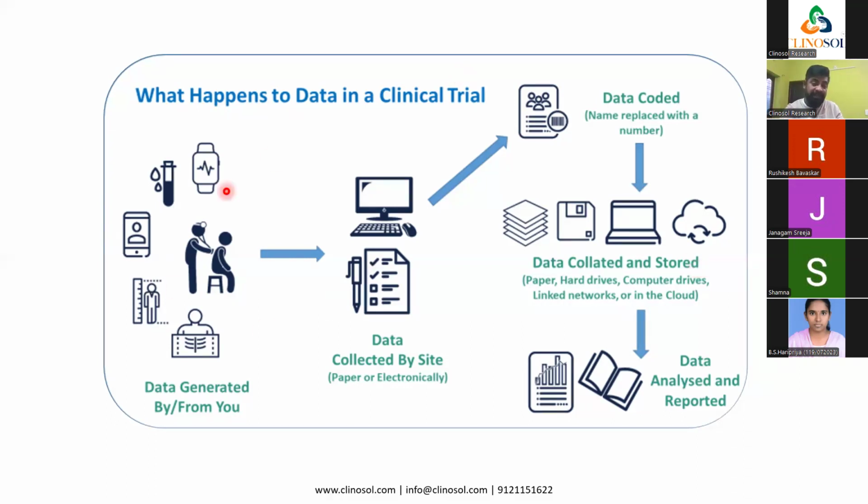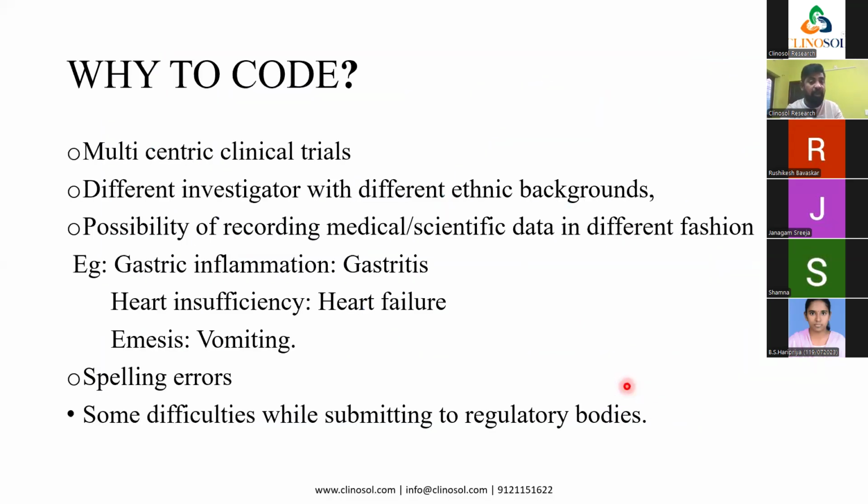This is the overall process of what happens to data in clinical trials. First, data is collected and then entered into the CRF and then coded, names are replaced with numbers, and then archived and then analyzed and reported. So this is the whole process of what happens to the clinical trial data and how coding will occur. Now, the next biggest question: why code? Why should we use MedDRA coding or WHO coding and all?